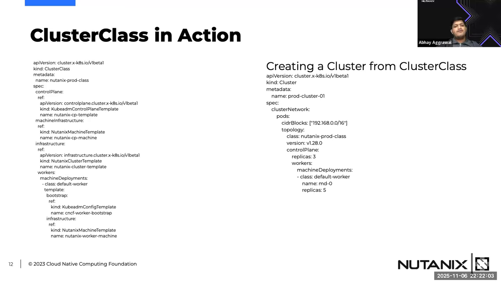So what happens? When you apply the cluster resource, CAPI expands the ClusterClass into all the necessary sub-resources. It creates control plane machines, creates worker machines, configures networks, storage, and everything, all from these few lines of YAML. Customization: if you need cluster-specific customization, you can add variables and patches to the cluster. But the default is you inherit everything from the ClusterClass.